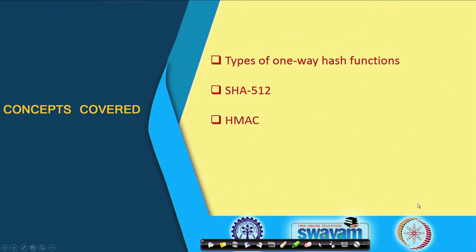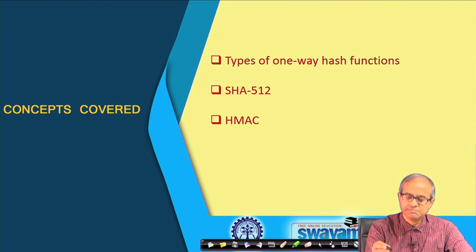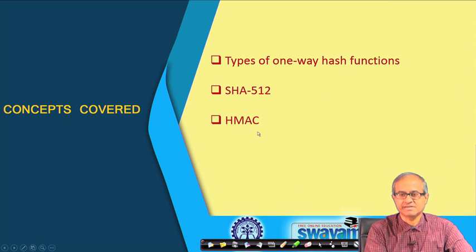So, in this lecture, we shall be first talking about several ways these one way hash functions can be used, and specifically we shall be looking at two different hash functions. One is the SHA-512, other is HMAC. Let us see.